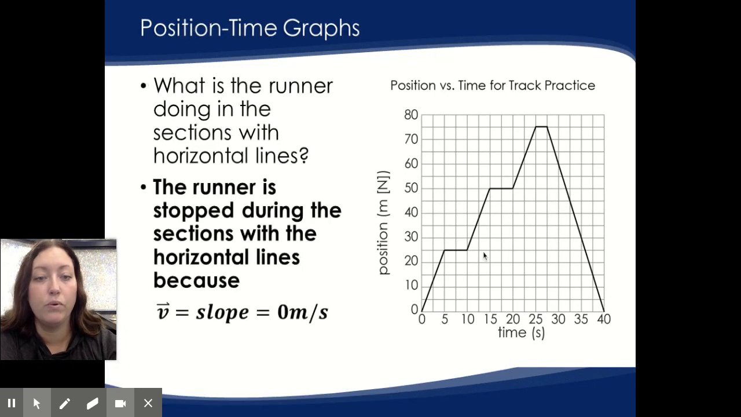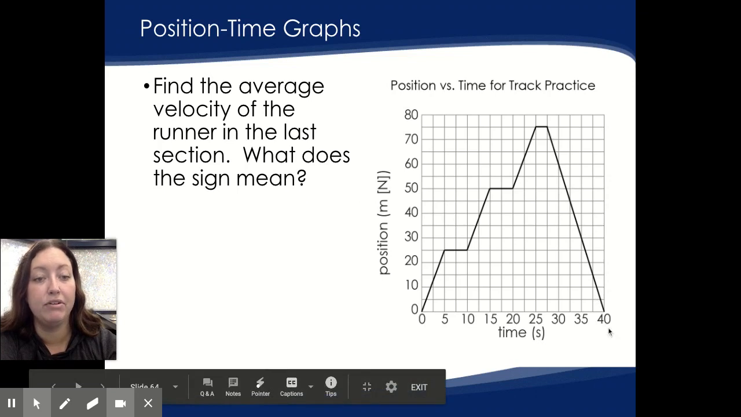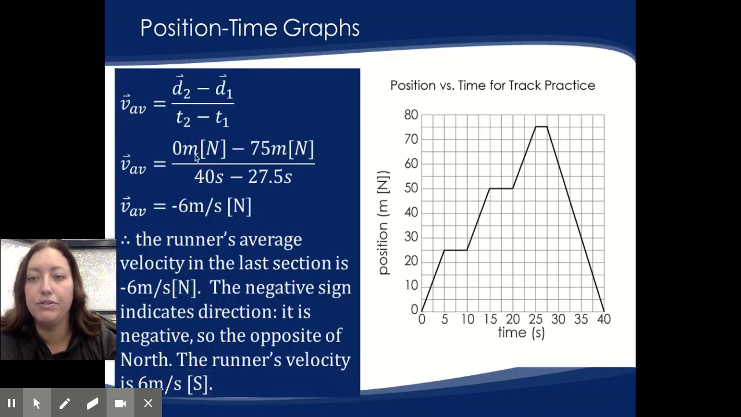Okay, so we know that the horizontal lines mean he's stopping. The average velocity of the runner in the last section, what does that sign mean? So if you found the average velocity here, your final position would be 0 meters, and your initial position was 75 meters because you were way up here and you're going back to 0. Final time was 40 seconds, initial time was 27.5. This gives you a negative number.